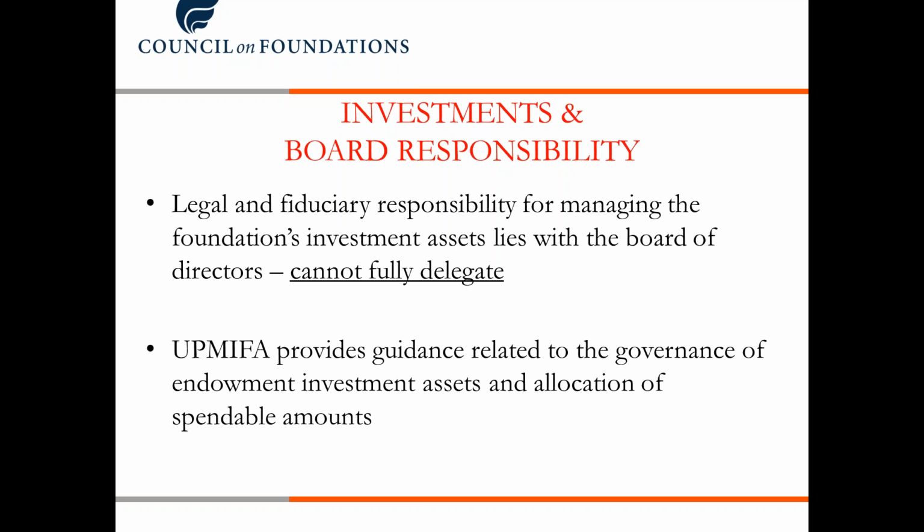UPMIFA, again, provides some guidance related to governance of endowment investment assets, including how you can determine what your spendable amount is. So no longer do we have to use the rule that you have to maintain the historical dollar value of your endowment. UPMIFA, which is an updated version of the prior law, allows more flexibility in how you determine your spending amount. Of course, private foundations have minimum annual distribution requirements that are going to factor in very closely to how much you spend, but there is also some guidance in UPMIFA on how you determine what your spendable amount is.